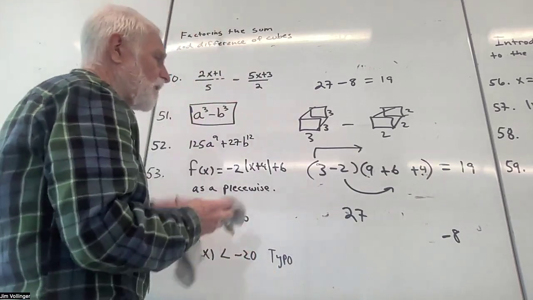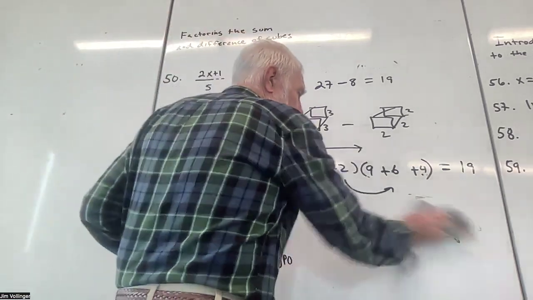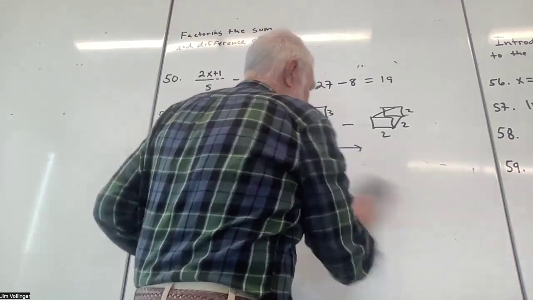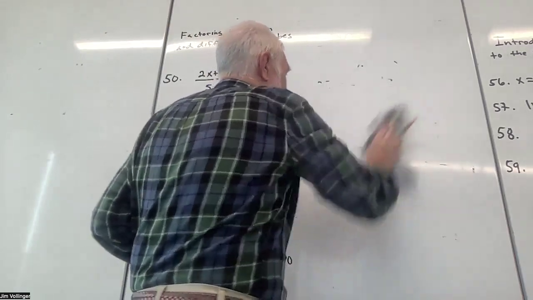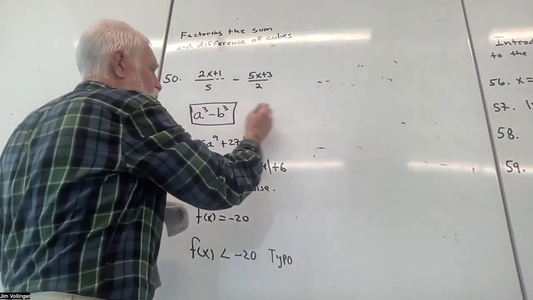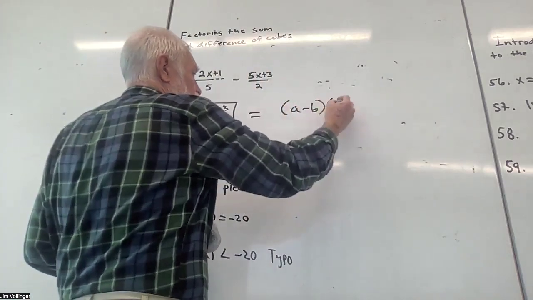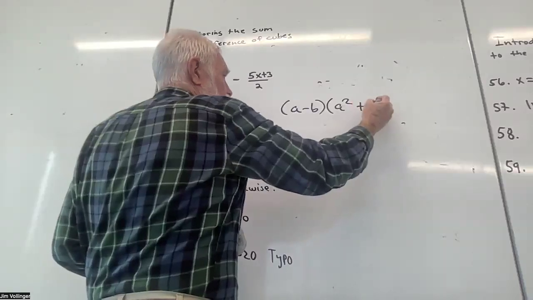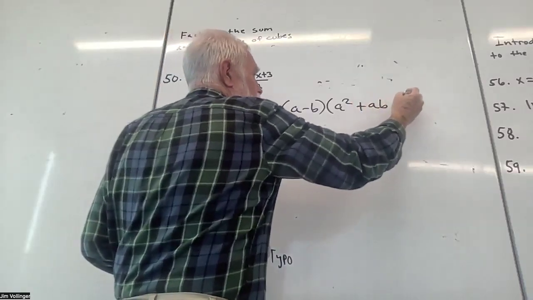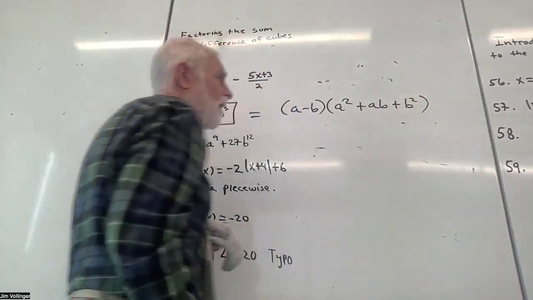So you try a cubed minus b cubed right now while I erase. A cubed minus b cubed. I know the cube roots. A minus b. I think I need a squared. I think I need the product, ab, and I think I need b squared. And there we have it.